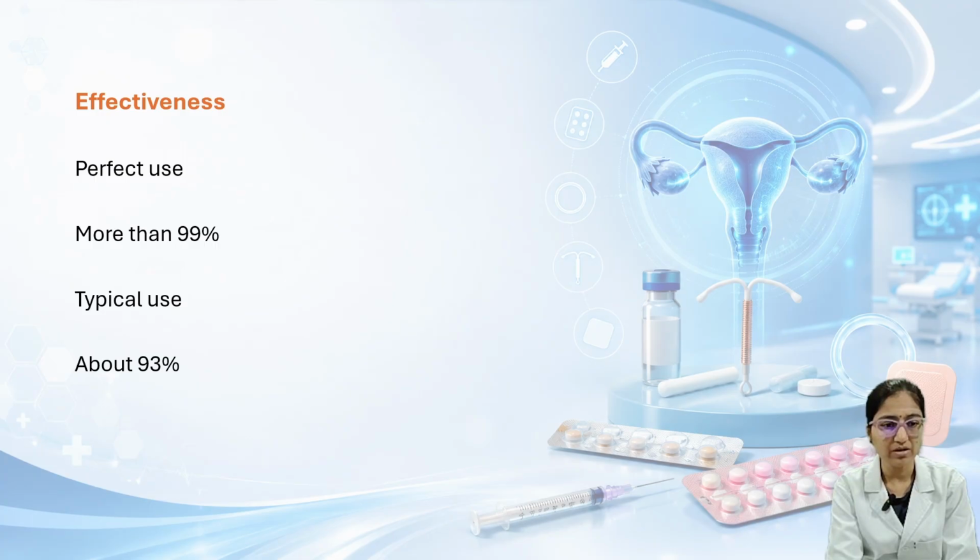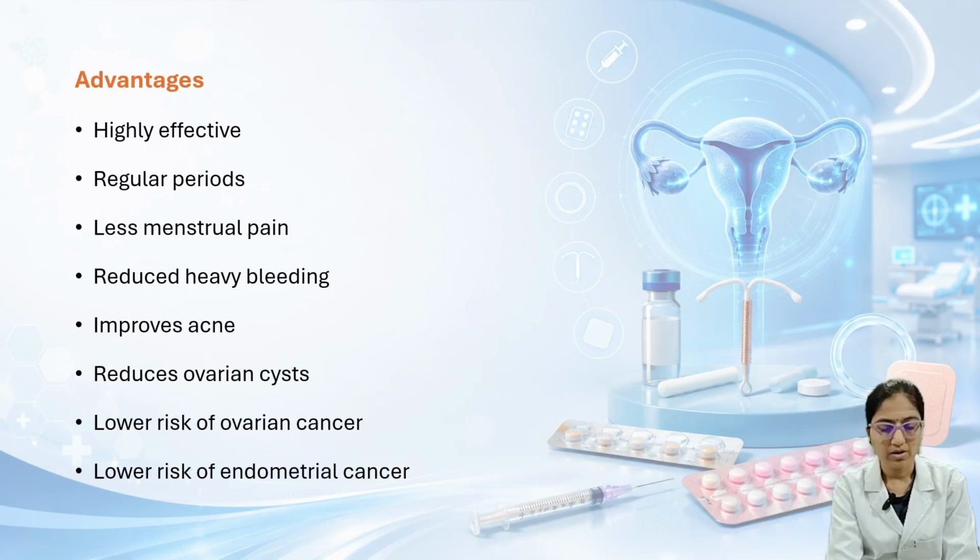Effectiveness: with perfect use, it is effective more than 99%, and with typical use, the effectiveness is about 93%. Next, we'll see advantages. It is highly effective, gives regular periods, less menstrual pain, reduced heavy bleeding, improves acne, reduces ovarian cysts, and also lowers the risk of ovarian cancer and endometrial cancer. These are the advantages.